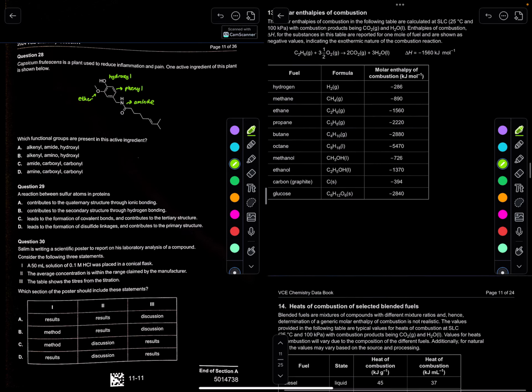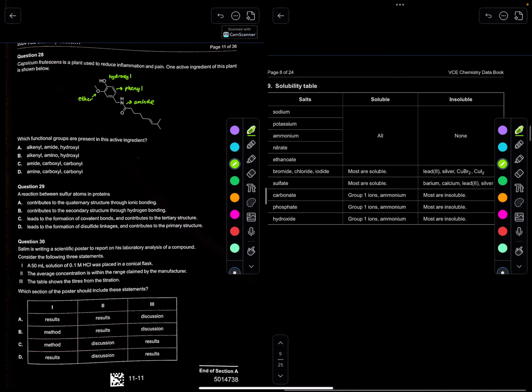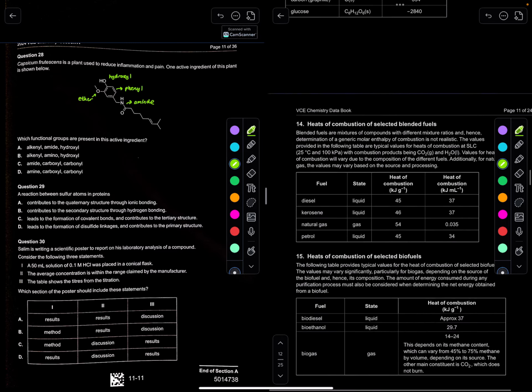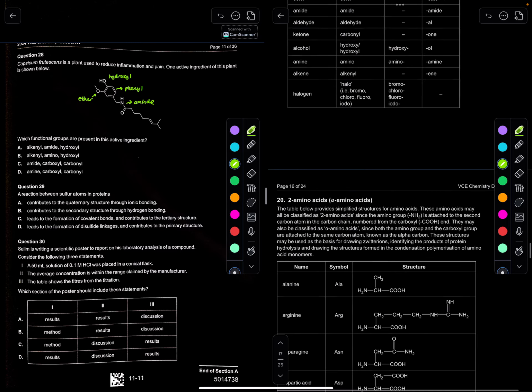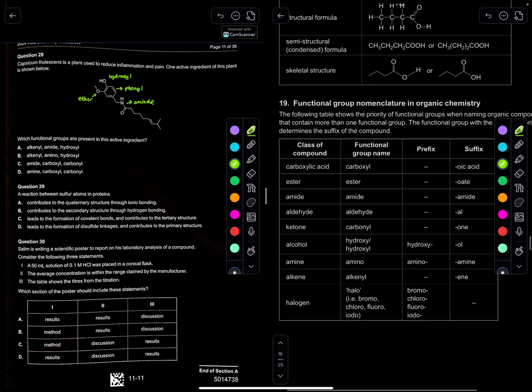I have no idea. I'm so confused, where the hell is the data book? How am I going to... So I think it's at the bottom actually. Yeah, here it is. Okay.